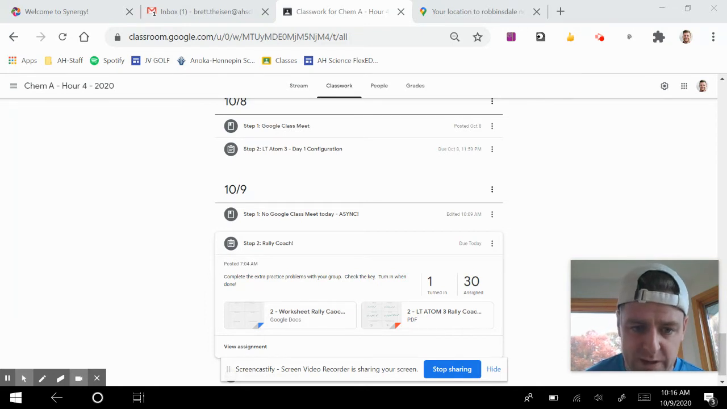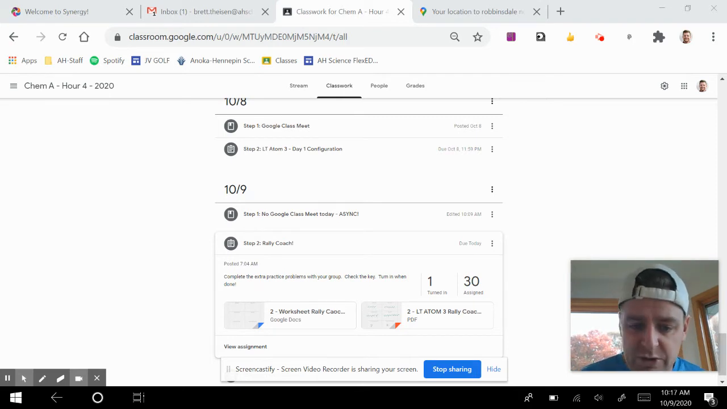Here's what we've got for today. We're just going to build off what we did yesterday. This is totally asynchronous, totally on your own. We're going to do the worksheet, this Rally Coach. In first and second hour, we did breakout rooms, but we're not going to do that. You're just going to do it by yourself, because I want to get back to school as fast as I can, and also be safe about it. So do the Rally Coach.